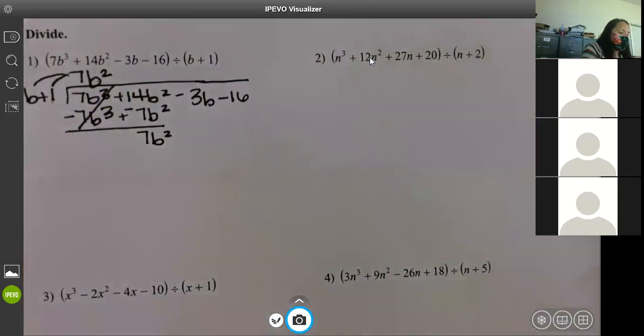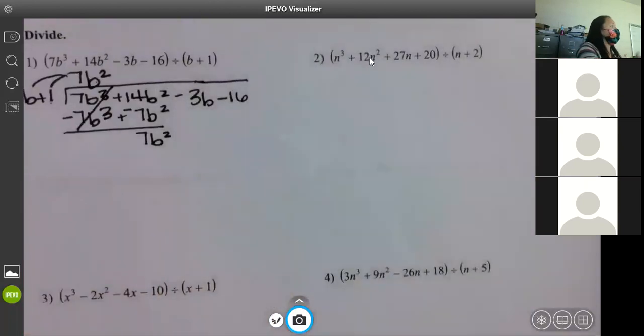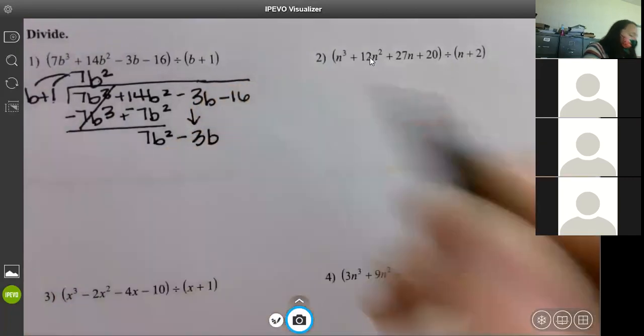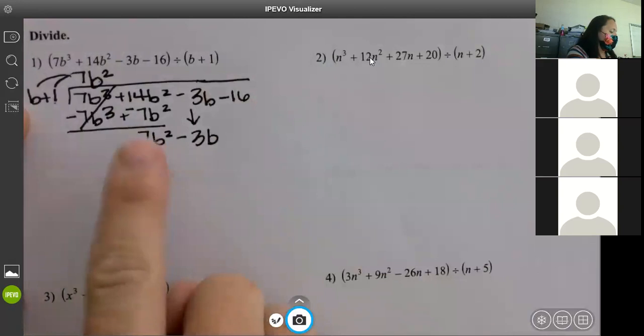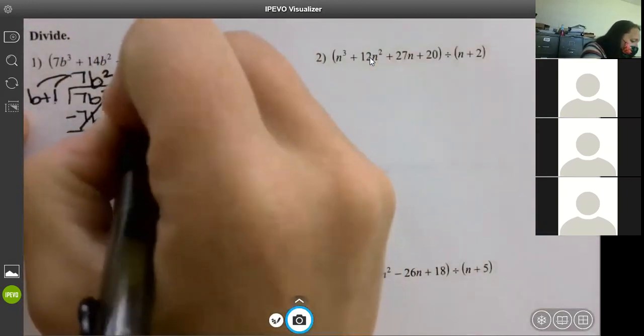What did I do after I got 49 minus 48 is 1? Brought the other stuff down. Just that one, that next term, right? So we're going to bring down the next term. And then we start over. So we're doing the same thing. Look at just your first term, b. What can I multiply by b to get 7b squared? And since it's a positive 7b that you need, you're going to write plus 7b.